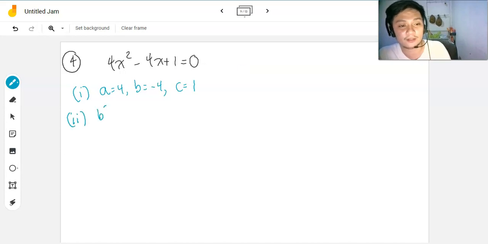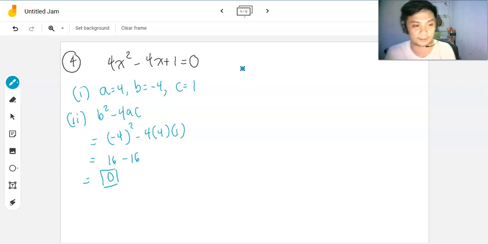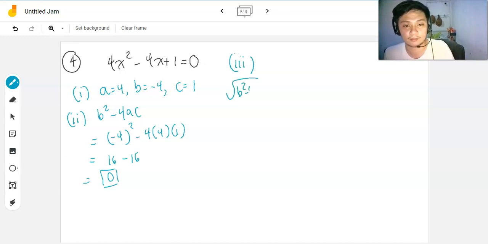Get the value of the discriminant, B squared minus 4AC. So this becomes square of negative 4 decreased by the product of 4, 4, and 1. Square of negative 4 is 16 minus the product of 4, 4, and 1, 16. So 16 minus 16, 0 lang yan. Ibig sabihin, mas madali ang buhay natin ngayon kasi sa step 3, we'll just get the value of the square root of the discriminant b squared minus 4ac, which happens to be 0 lang. So square root of 0 is 0.